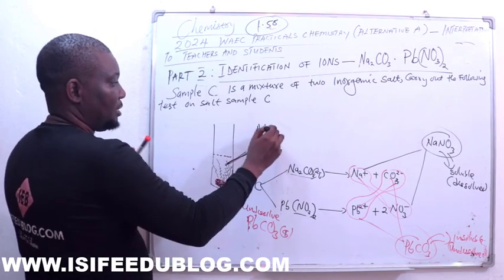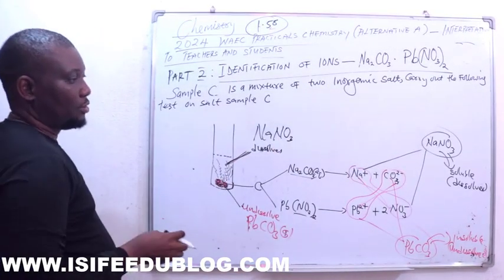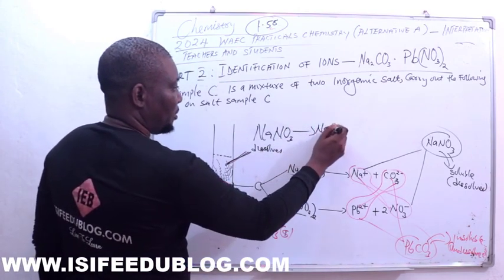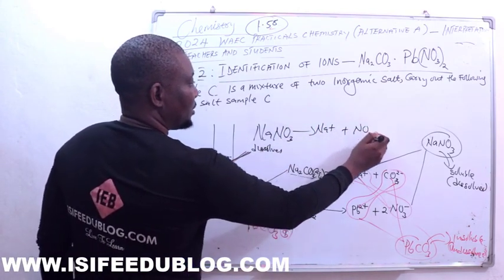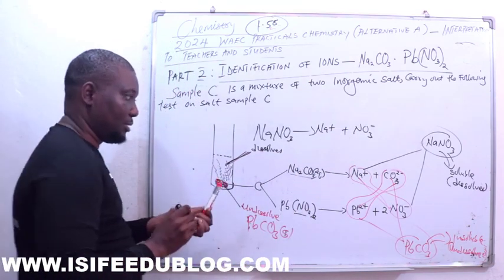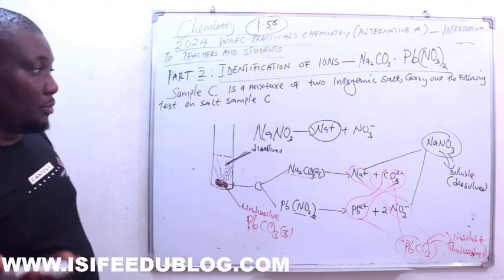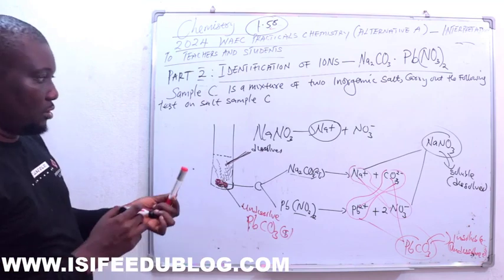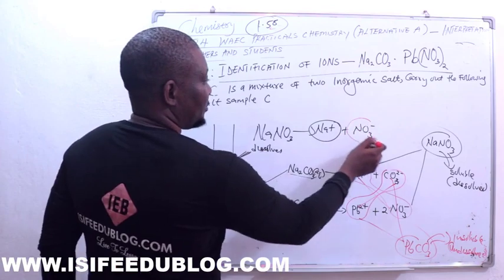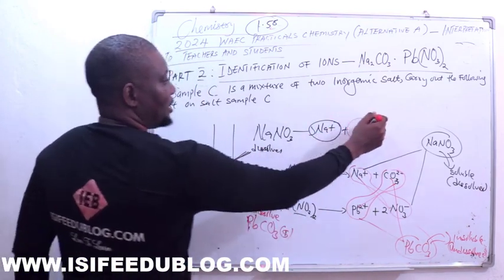The part that dissolves is NaNO3. Technically it should be Na plus and NO3 minus, but at this level, for O-level students, ions like this are not needed for chemical tests. So the only ion we are going to be testing is this one. I'll use this color here. This is where we are testing, and we identify this.